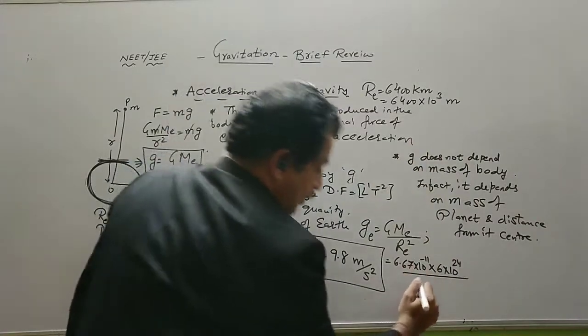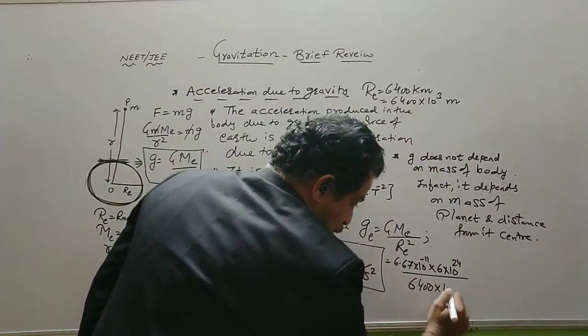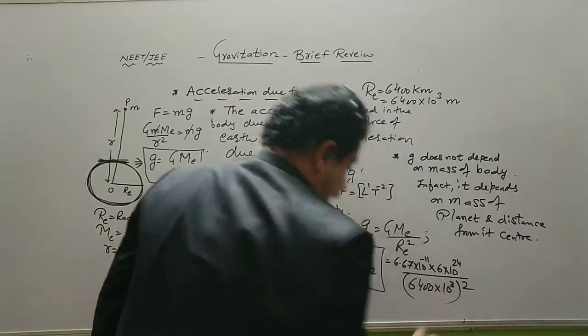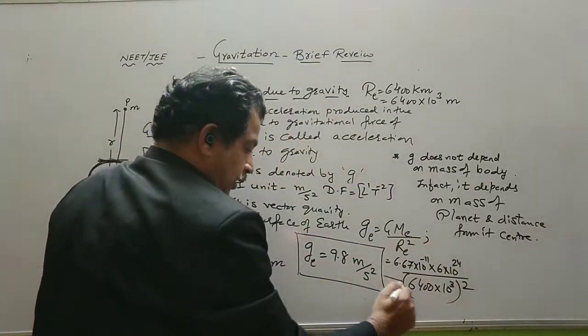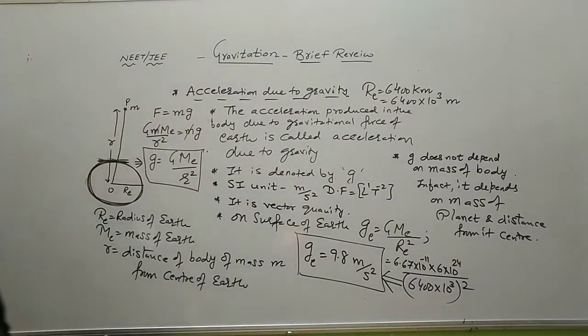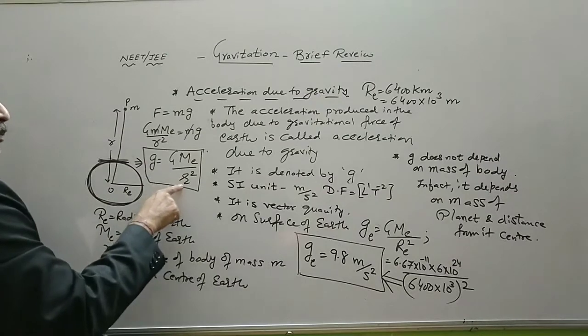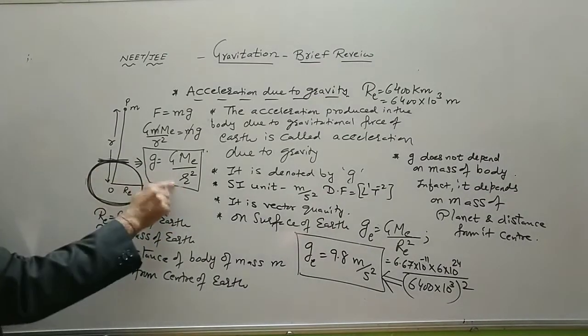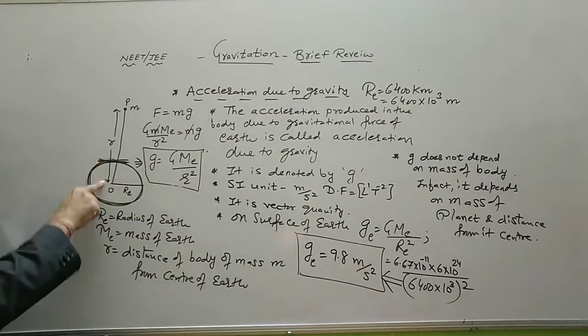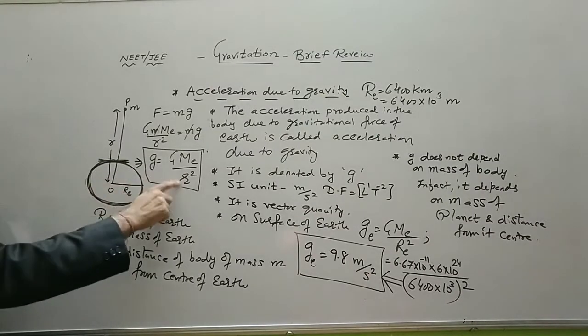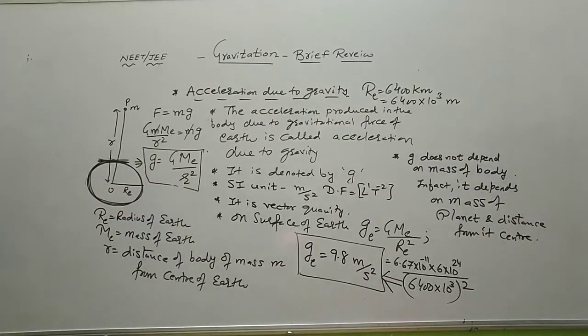So we substitute this value here, 6,400 into 10 raised to 3 whole square. If you do the calculation, the value of small g comes out to be about 9.8 meter per second square. So this is the value of small g on the surface of the Earth. Otherwise, small g is inversely proportional to the square of distance of a body from the center of the Earth. So small r is from the center of the Earth.